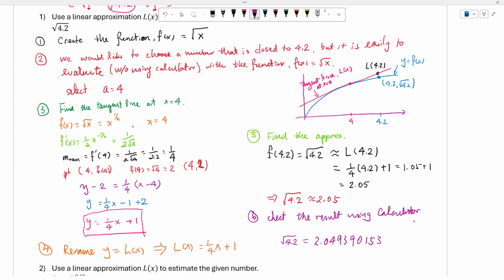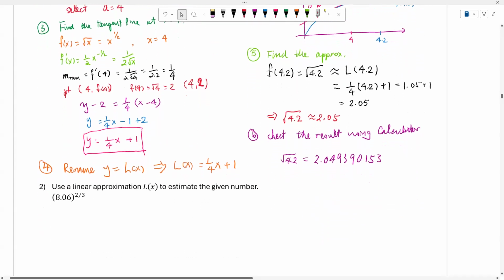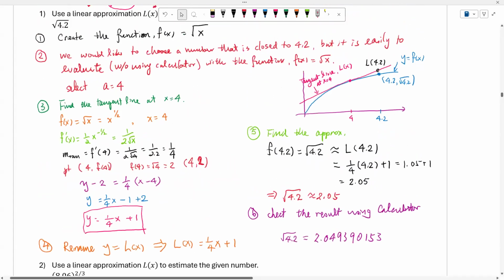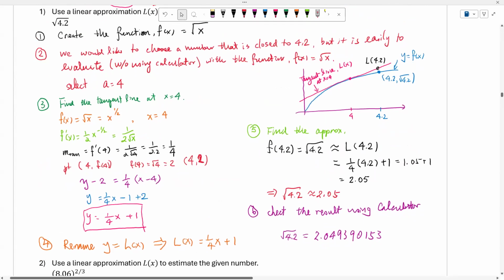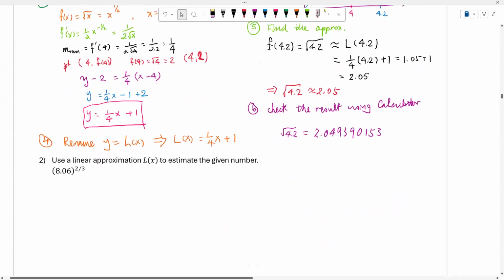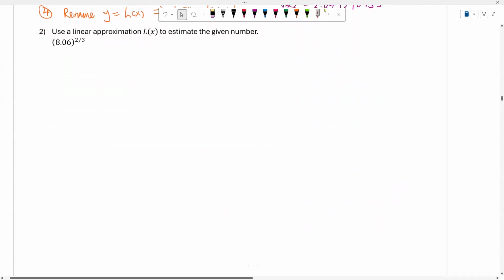Then now it is your turn. Now go ahead and try to see if you could work on number 2 on your own. Now again, try to see if you could follow the 6 steps to check your answer. Then now let's try to work it out about this problem.